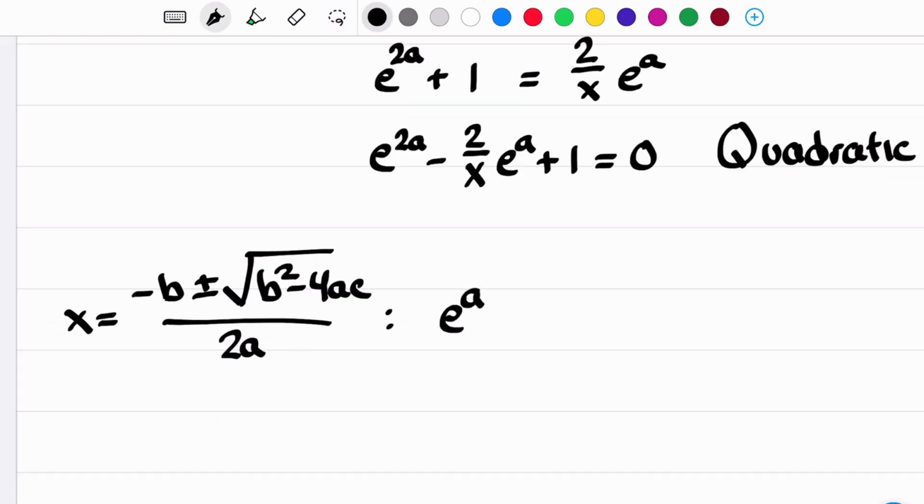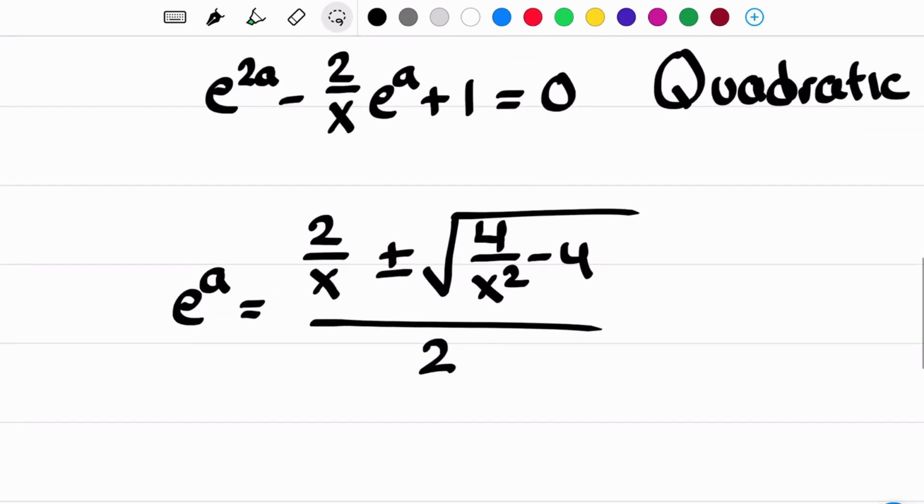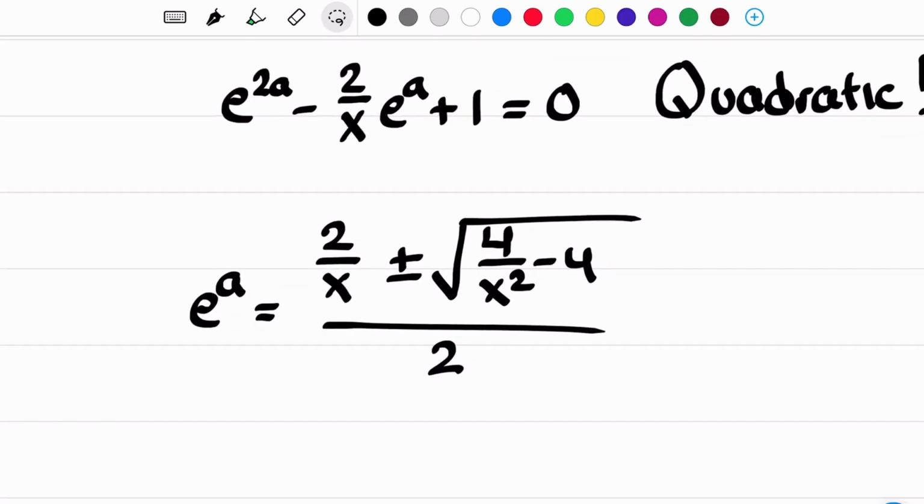That means that e to the A is equal to, well, negative b, that just happens to be 2 over x, plus or minus the square root of b squared, which is negative 2 over x squared, which happens to be 4 over x squared, and then minus 4 times a, which is 1, times c, which is 1, so it's just minus 4, all over 2a, which just happens to be 2. And that is pretty much it. Now we know what e to the A is equal to.